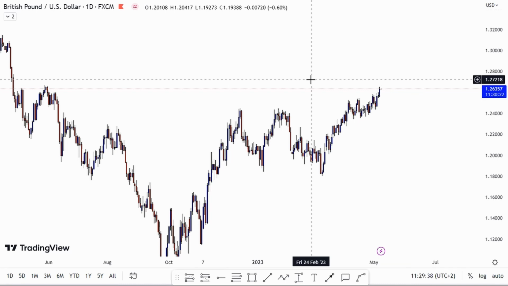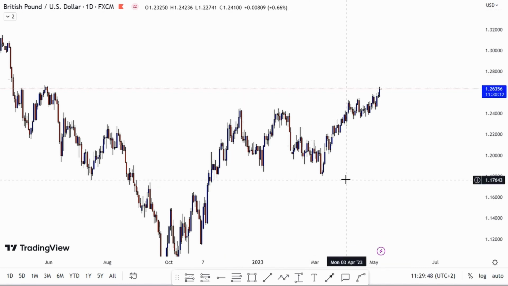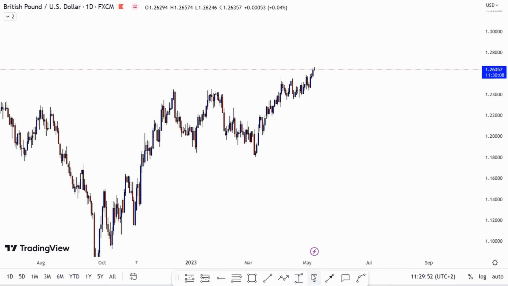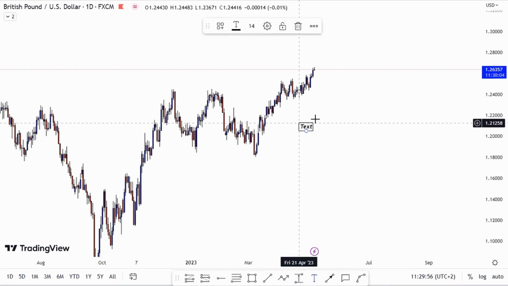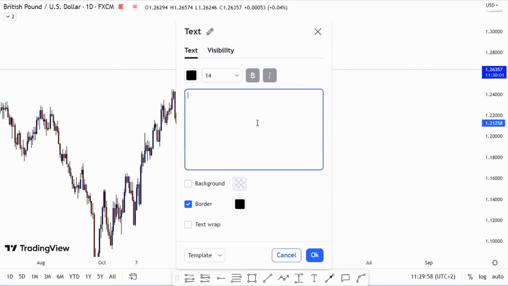Now, on my screen, I have GBP USD, my favorite pair to trade, and I'm on a daily time frame. So the first thing that we have to do is look at the daily bias. We always have to look at the daily bias.